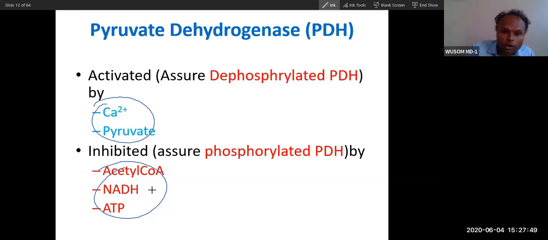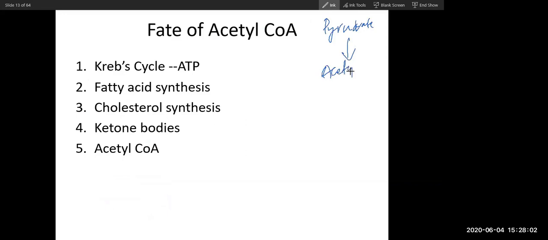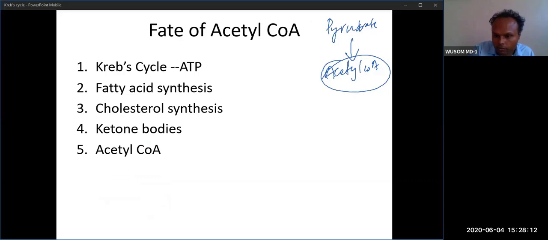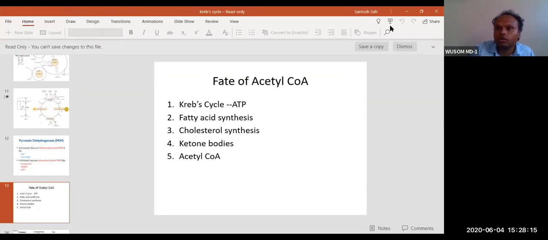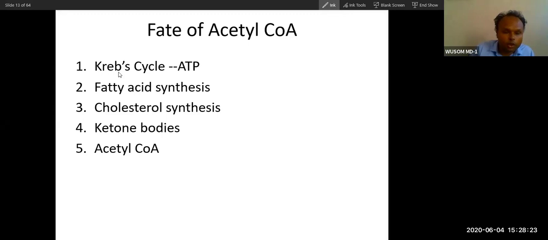Remember this. After this, we have already done the conversion of pyruvate to what? Pyruvate to what? Acetyl coenzyme A. Okay, now what do we do? We will talk about acetyl coenzyme A. What is the fate of acetyl coenzyme A?